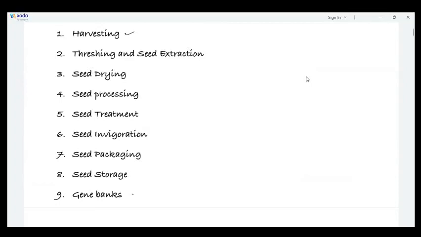Why is drying done? To lower the moisture content. Why is lowering the moisture content important? Because during storage, if the moisture content is high, the seed is more susceptible to insects and pests, because it provides a favorable environment for pests and diseases to attack and infect the seeds, and they will spread over the complete seed lot. Under such conditions, it will eventually lose quality. That is why seed drying is important, to keep the moisture content low.